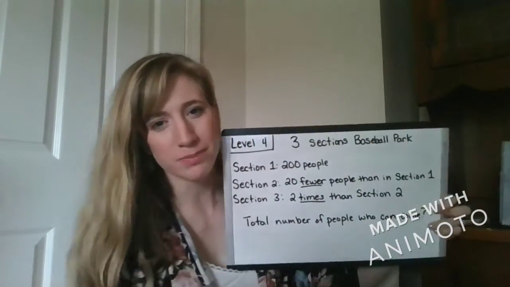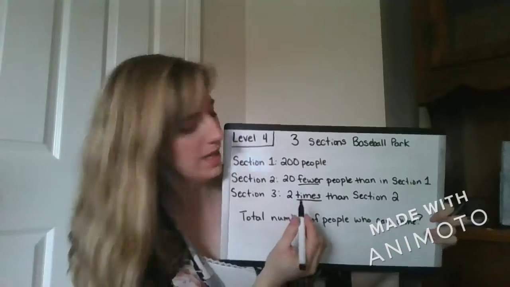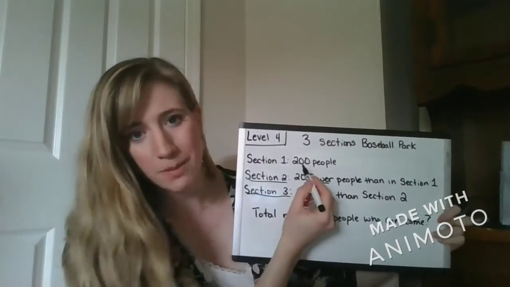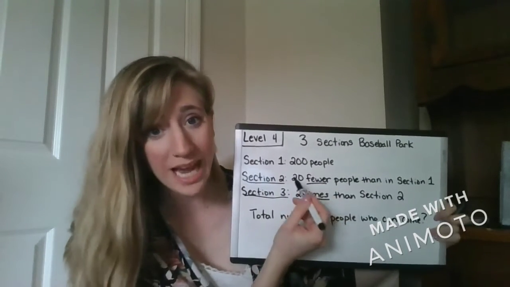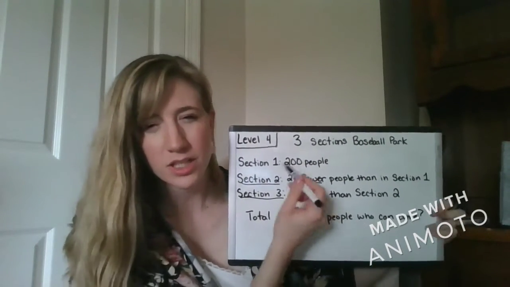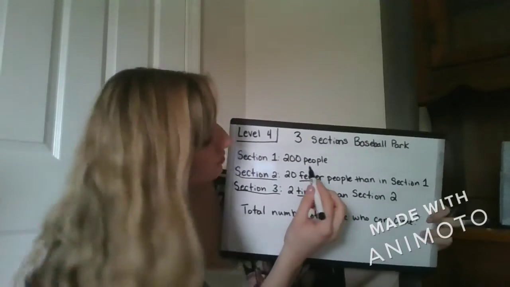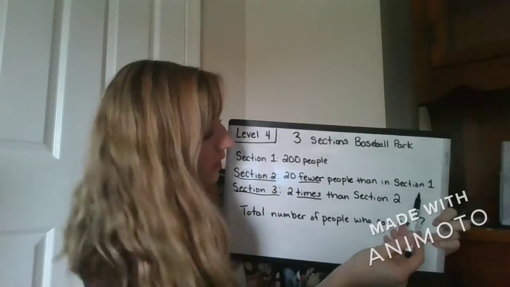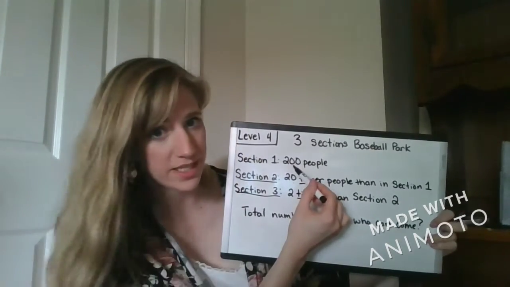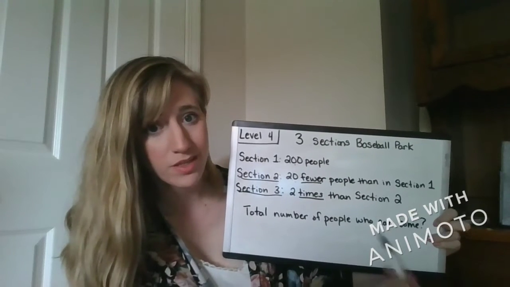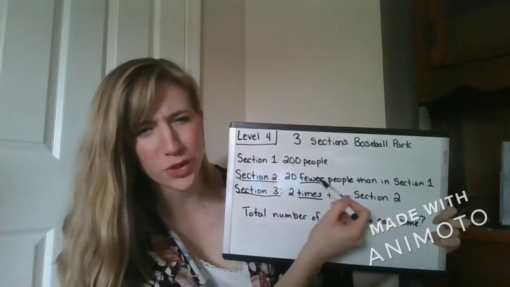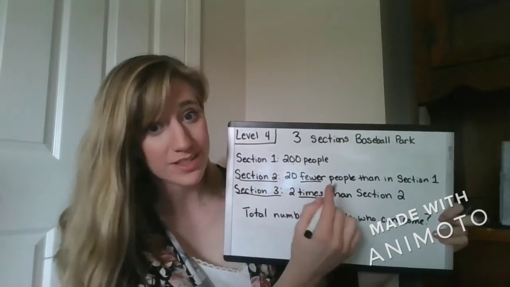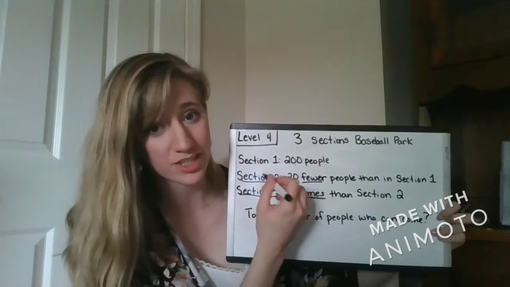Alright, so to solve this problem, you first need to figure out how many people are in this section and how many people are in this section. Because the only number we know right now is section 1. So we have to solve section 2 first. So let's reread what section 2 says. 20 fewer people than section 1. So I have to find what 20 fewer than this is. So you have to do that work somewhere. Think about what operation is fewer saying. Adding, subtracting, multiplying, dividing. Which one is fewer? And then solve it.